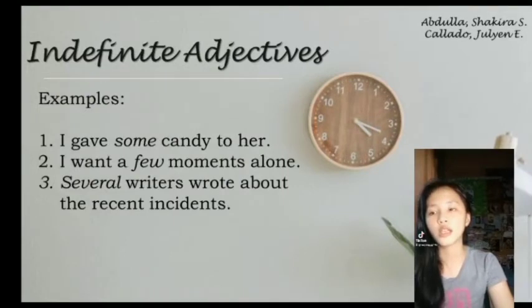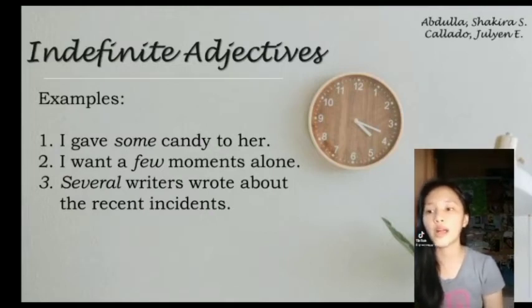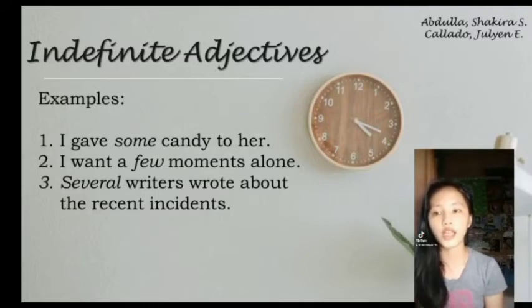So, indefinite adjective examples. Number 1, I gave some candy to her. Some is an indefinite adjective that describes the noun candy. It means that I gave a small amount of candy to her, but you are unsure of how many candies you gave to that person. Number 2, I want a few moments alone. Few is an indefinite adjective that describes moments. I want a small amount of time to be alone.